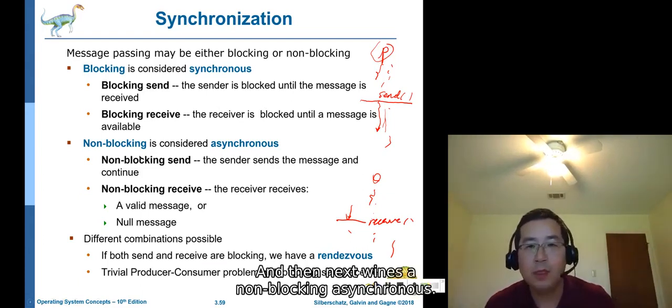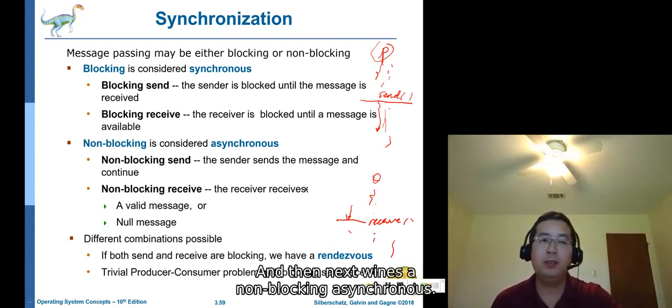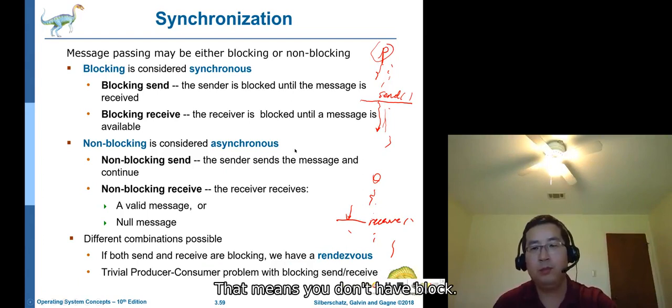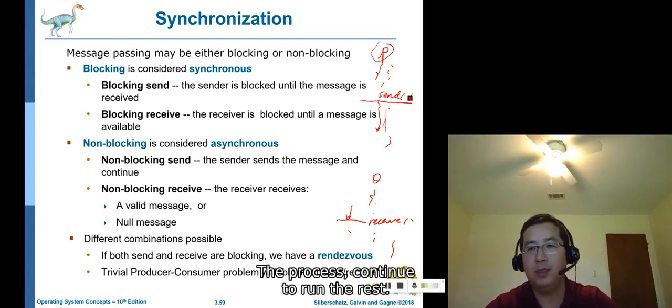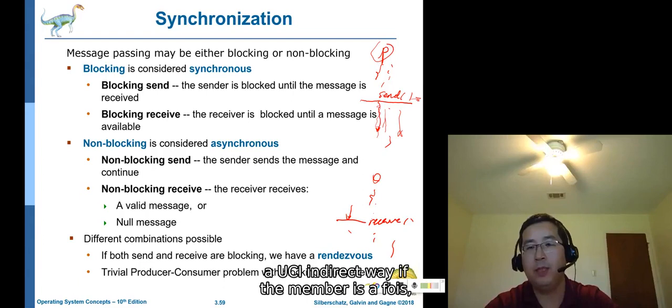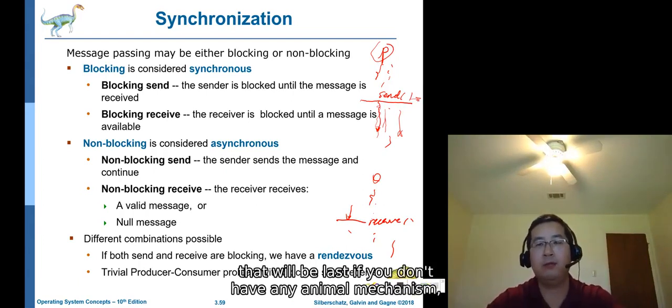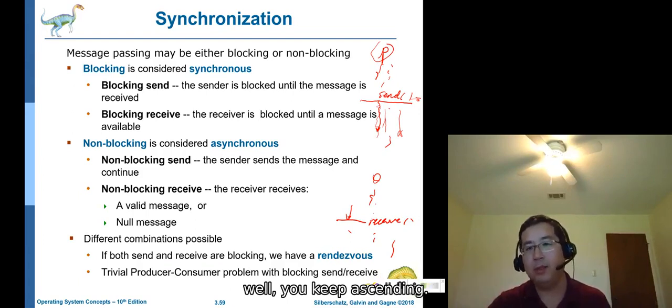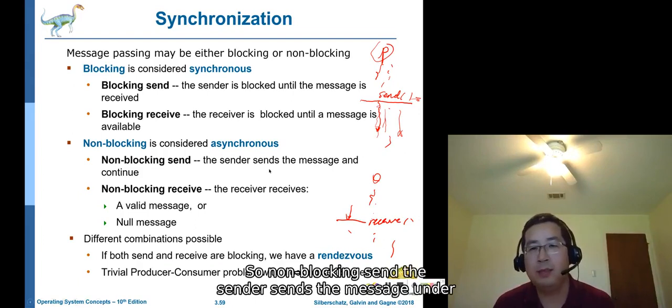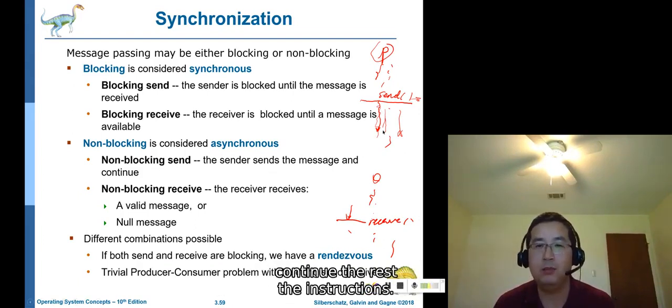And then the next one is non-blocking. This is called asynchronous. Why is it asynchronous? That means you don't block the process; you continue to run the rest. So the message may be lost. If you use the indirect way and the mailbox is full, you send a message and the mailbox cannot hold it, so it will be lost. It will be lost if you don't have any other mechanism, or if you keep sending, many will be lost. So the non-blocking sender sends the message and continues with the remaining instructions.